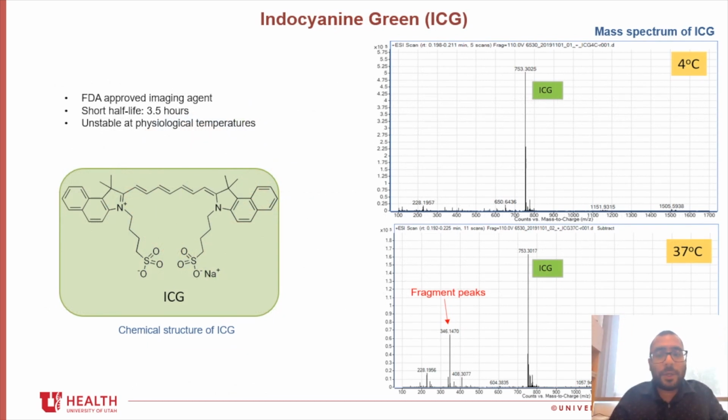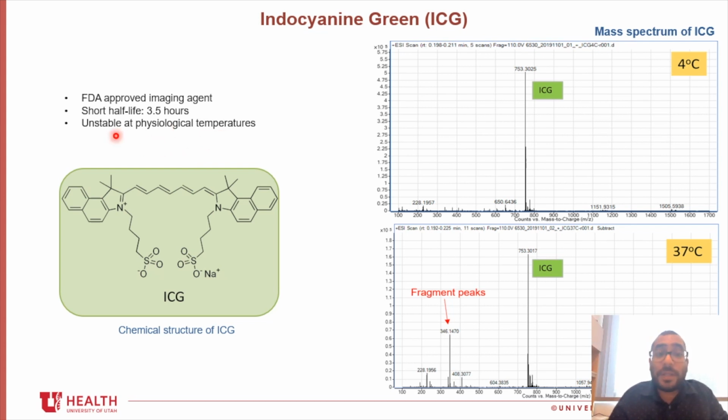So we decided to incorporate an imaging agent in the liposomes. The imaging agent we selected was Indocyanine Green. ICG is an FDA-approved imaging agent which has a really short half-life of 3.5 hours. If you remember in the last slide, we looked at an advantage of liposome that it can prevent the drugs from activating. Similarly, liposomes also have the advantage of providing a higher half-life to drugs and imaging agents.